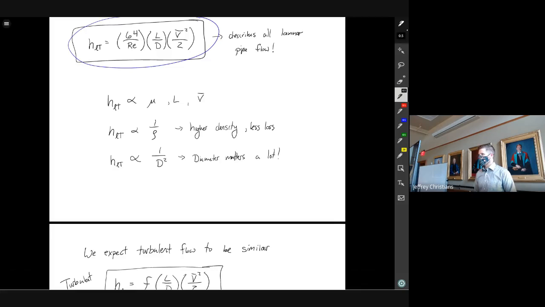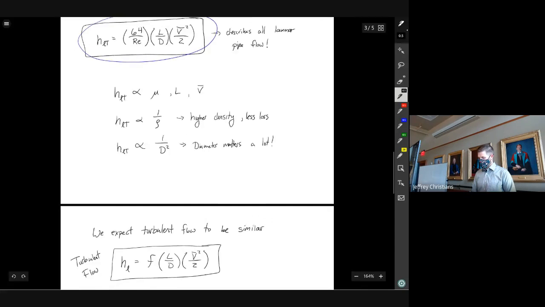In laminar flow, that first thing, F, would have been exactly 64 over the Reynolds number. In turbulent flow, it's not going to be exactly that. It's going to depend on Reynolds number, but we're not going to get a nice, easy, neat equation for it.